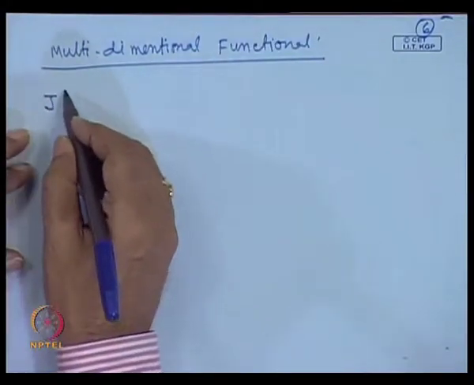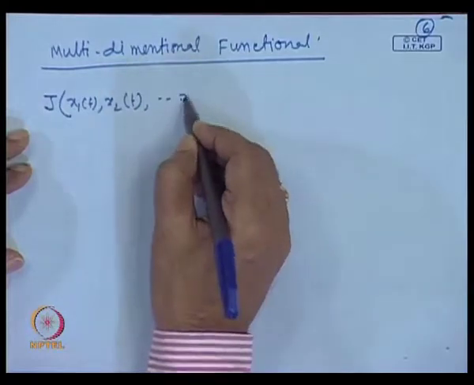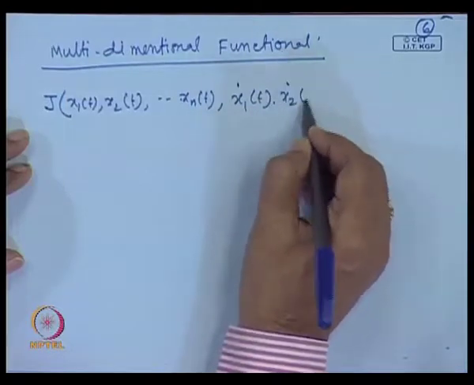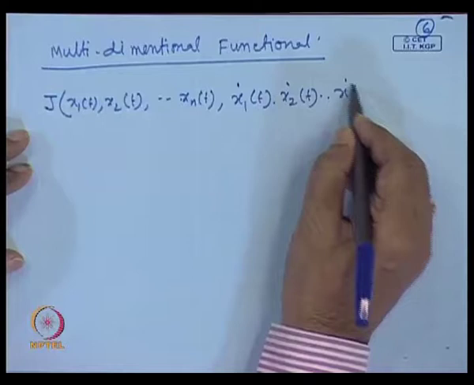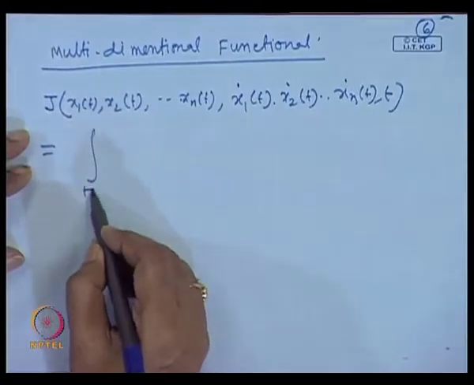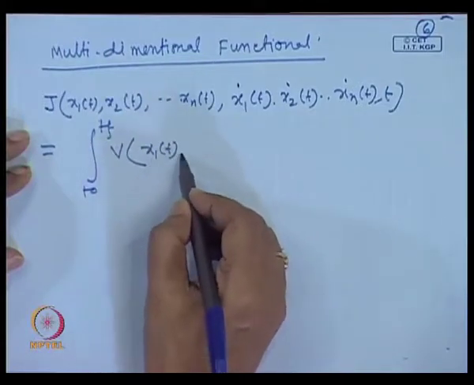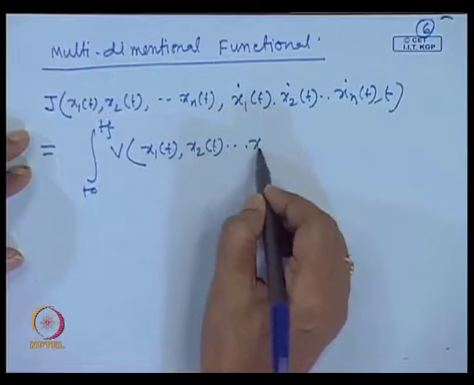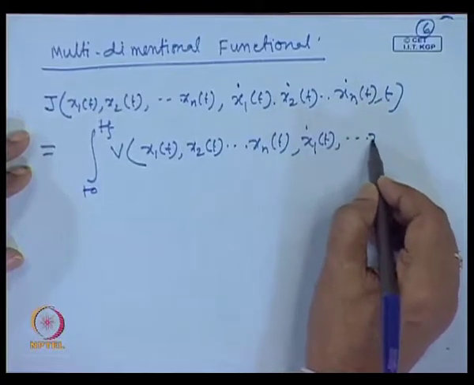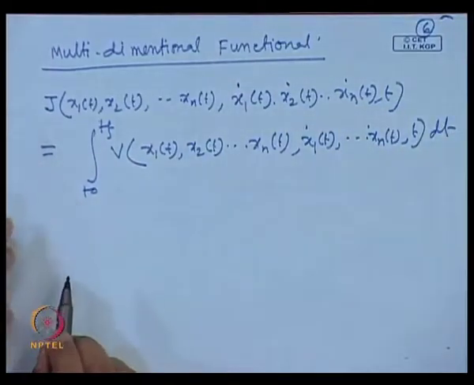Suppose J is a functional of x1 of t, x2 of t, up to xn of t, and it is also a function of the derivatives x1 dot of t, x2 dot of t, up to xn dot of t, which is equal to the integral from t0 to tf of V of x1 of t, x2 of t, up to xn of t, and similarly the derivatives x1 dot up to xn dot of t, dt. So, this is the multi-dimensional case.